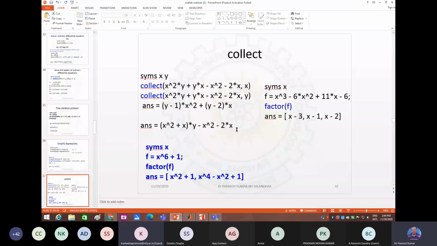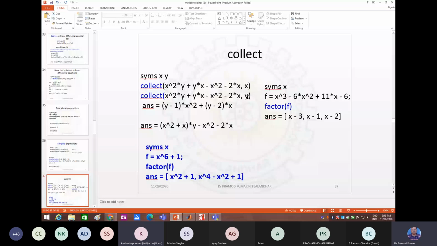Another very interesting command is collect. It will collect the expression, the common things it will collect. x square y plus yx minus x square minus 2x. It will collect the factor of x. Whatever multiplication of x will be there, it will collect from here. If you want to collect from y, from this expression, then you write the expression and write the variable which is to be collected.